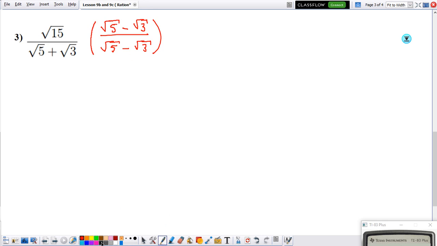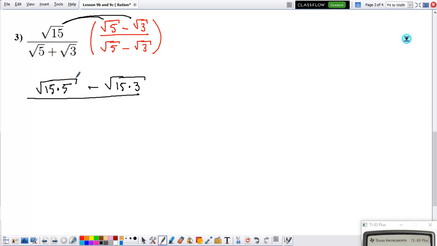Excellent. So now here comes the fun part, which is just distributing. So now we're going to have this. Square root of 15 times square root of 5. Well, this is the same as square root of 15 times 5, minus square root of 15 times 3. So that is equal to just negative square root of 15 times 3. So we're done multiplying the numerator.